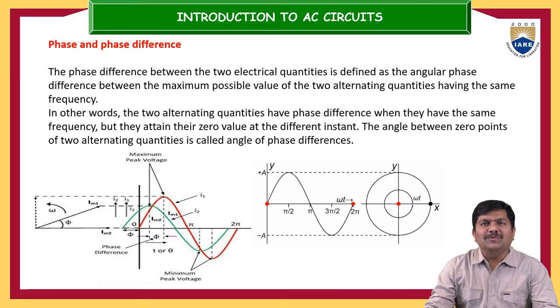Before proceeding to reactance and other associated parameters in alternating quantities, first let us talk about what phase difference is. With this simple animation, we can come to one conclusion on how the phase of alternating quantities can be defined more precisely. The phase difference between two electrical quantities is defined as the angular phase difference between the maximum possible values of the two alternating quantities having the same frequency.